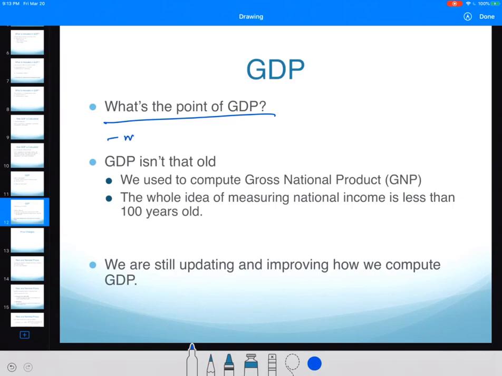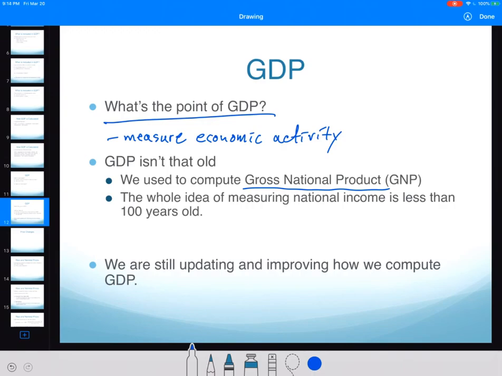We're trying to measure economic activity. So this is going to be an imperfect thing, okay? So as I mentioned before, we used to actually compute GNP, which is you add up kind of all the income and stuff produced by people of a particular country, right?